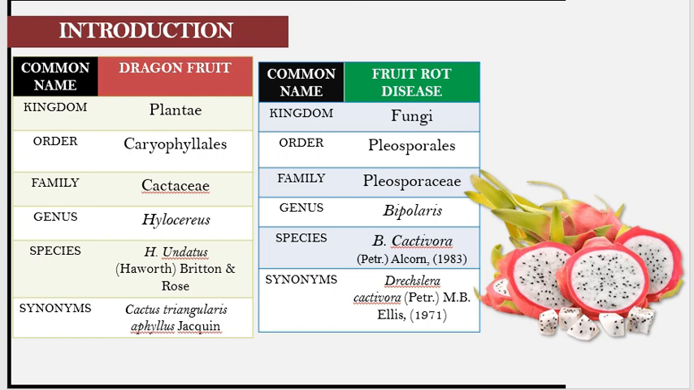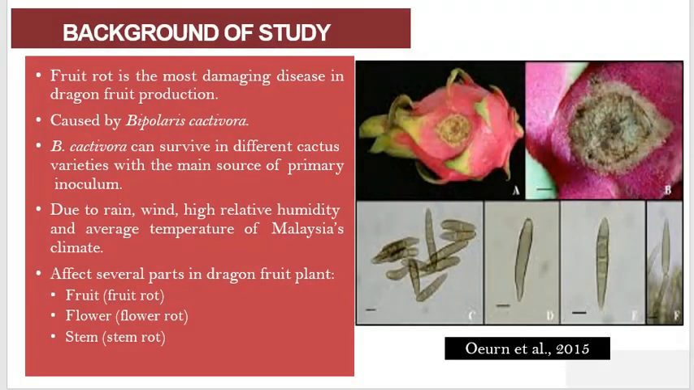The red skin and the white flesh. The fungus responsible for causing the fruit rot disease in dragon fruit is Bipolaris cactivora. Fruit rot is the most damaging disease in dragon fruit production. Bipolaris cactivora can survive in different cactus varieties, which are the main source of primary inoculum. It affects several parts of the dragon fruit plant. You can see in the picture beside here the symptom of fruit rot disease on Hylocereus species. The picture is taken by Earn et al.